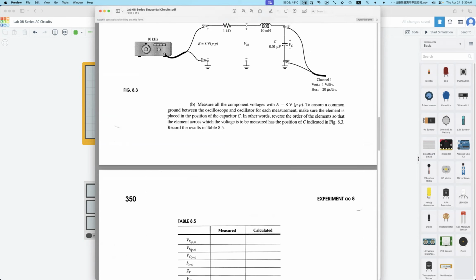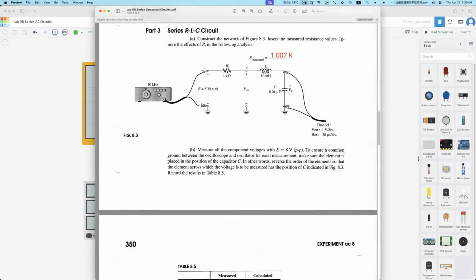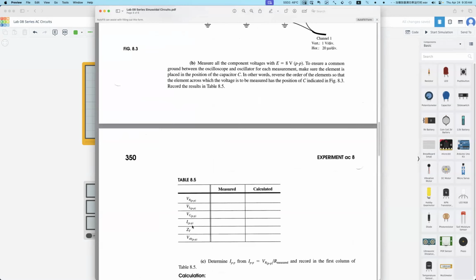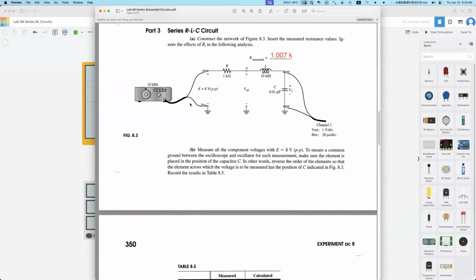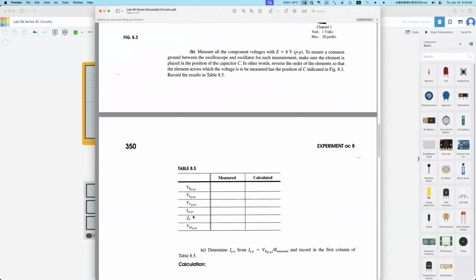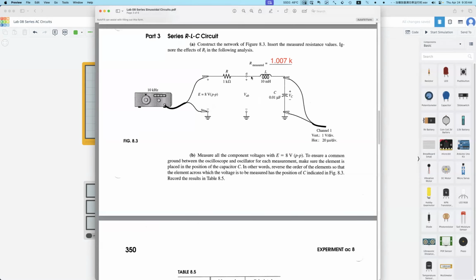Another way, we already get the VR, right? So VR divided by R is also the I. You can use either way, okay? This is the series circuit, right? So the currents are the same. So you could either way get the I peak to peak. Then VAB. Oh, VAB is the voltage between point A and the ground. So B is connected to the ground. So VAB actually is the voltage across the inductor and the capacitor.